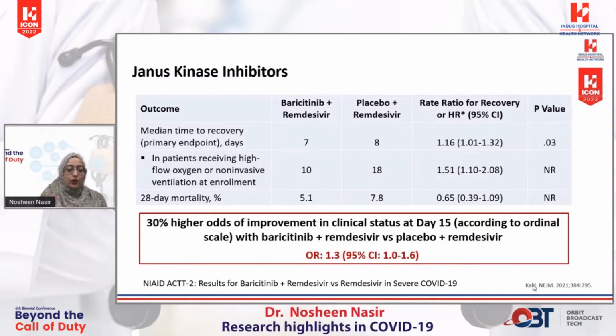There were 30% higher odds of improvement in clinical status at day 15 according to the ordinal scale with baricitinib and remdesivir compared to remdesivir alone with placebo. So this was just a modest benefit. And this came into the NIH guidelines as part of the treatment for severe patients who were not responding to treatment with corticosteroids and who were not candidates for tocilizumab.